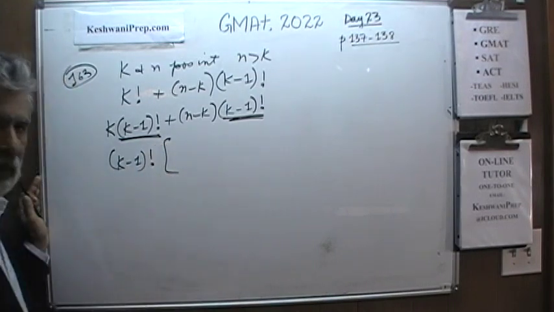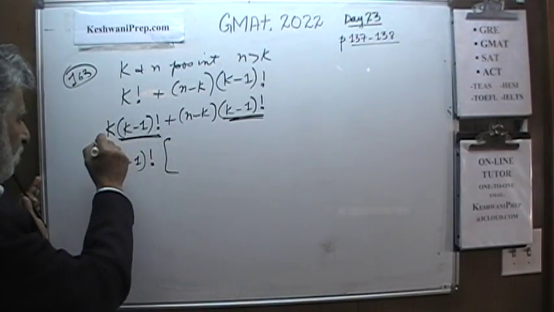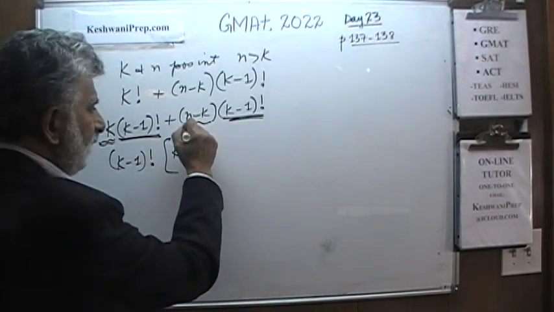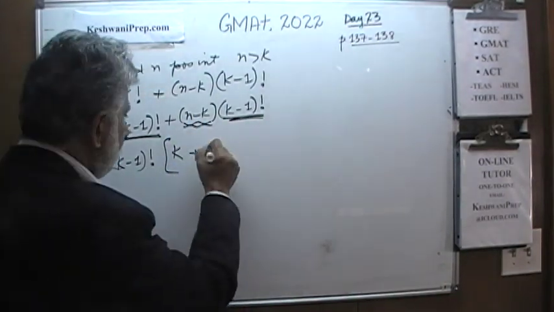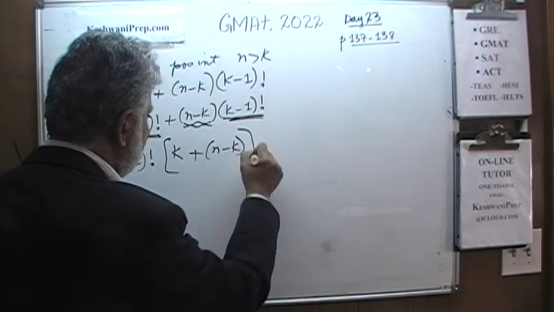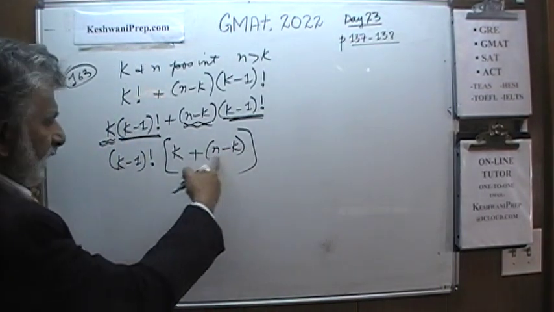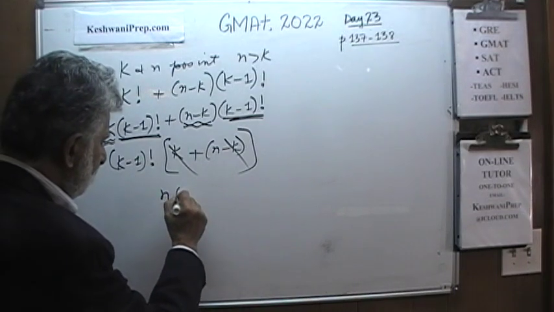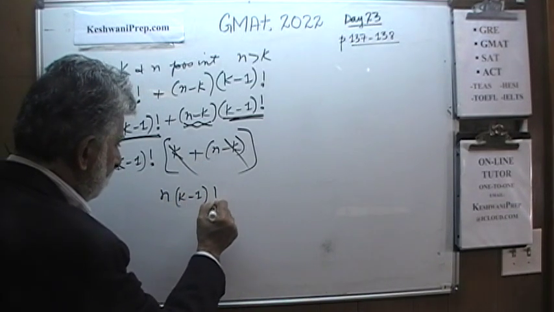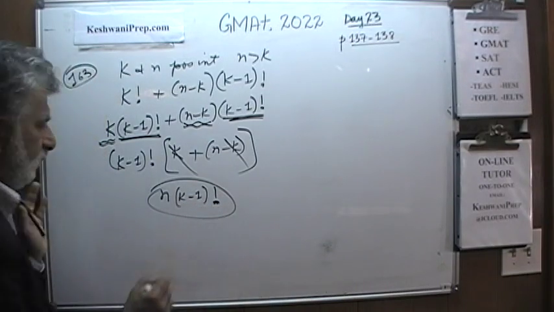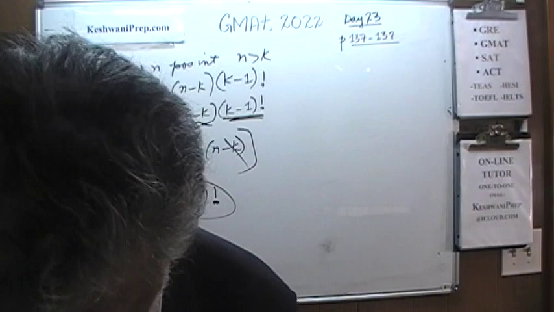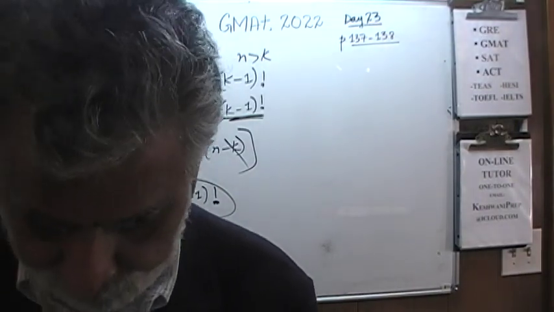And when we take them out common, what we are left from the first quantity here is k. What we are left from here is n minus k. There we go. As you can clearly see, k is going to drop out. And it's simply n times this quantity, and that's all there is. That's all there is. And that was 163. Let's move on to 164.